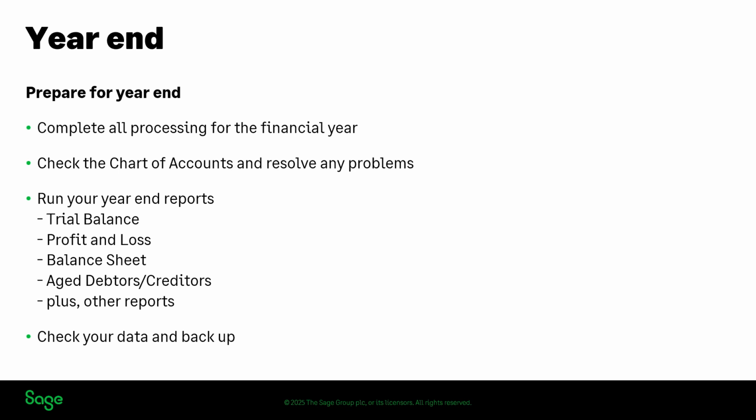Now there is a check that I'm going to run through with you in a moment, and that's checking your chart of accounts. Before you actually run the year end, you are probably going to generate some management reports. So things like your trial balance, your profit and loss, your balance sheet, aged debtors, creditors, and possibly other reports as well. There's no definitive list for the reports that you should run.